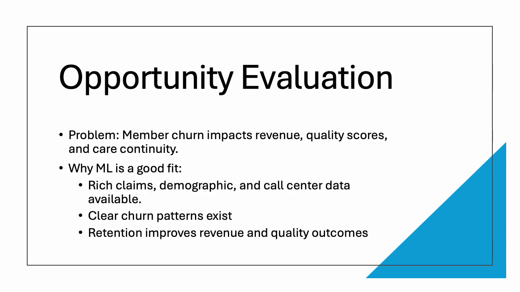So why is this a good opportunity for machine learning? First, there's rich data available, such as claims history, call logs, demographics, and risk scores. Second, churn tends to follow identifiable patterns, like reduced utilization or increased complaints. Third, there's clear value in acting on predictions. Preventing just 1% of churn in a 100,000 member plan can save millions annually and improve overall plan performance.